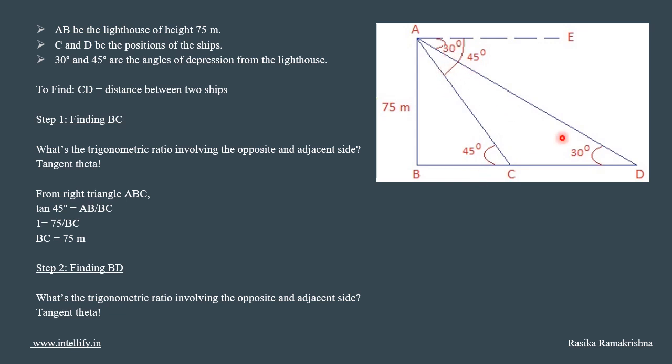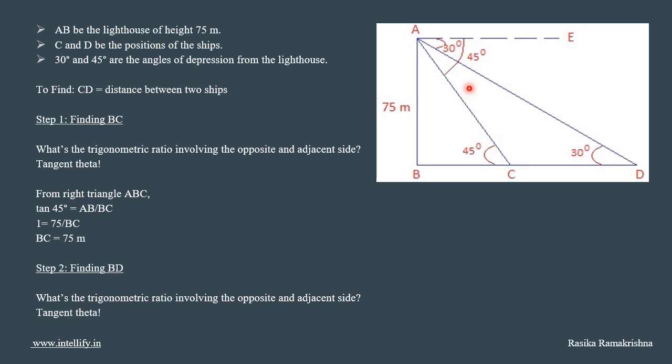So how do we find the angles in the triangle? Well, we make use of the properties of parallel lines. We have drawn the line of sight parallel to the ground. Therefore, we have two parallel lines here, and angles EAD and ADC are going to be alternate interior angles, and angles EAC and ACB are going to be alternate interior angles as well. Therefore, by properties of parallel lines, we have angle BCA to be 45 degrees and angle CDA to be 30 degrees. Now with this information, let's go ahead and tackle the question.